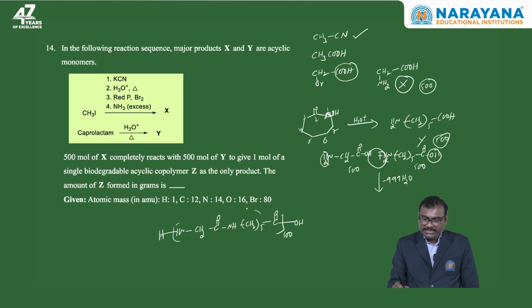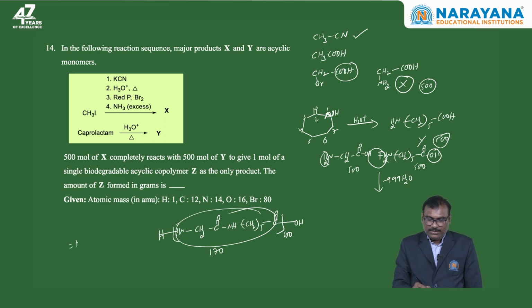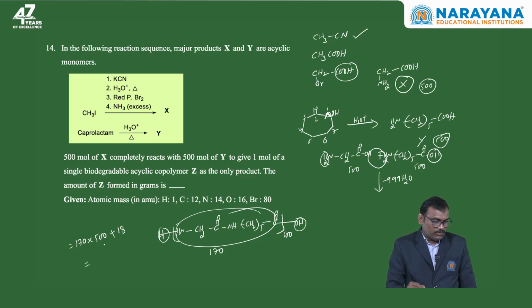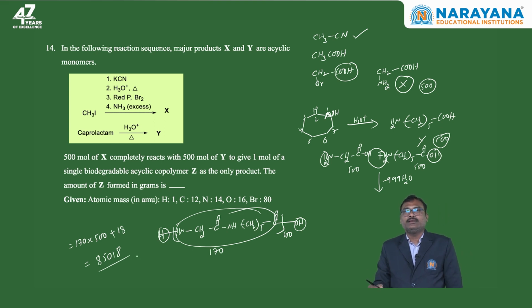Simply, for this one unit the molecular weight is 170. So the total for 1 mole of the compound formed is 170 into 500 units, plus at the end one H and one OH were not lost. That's why I am adding an extra 18 to the molecular weight. After doing so, you will get 85,018 as the molecular weight. This is the simplest way to get the answer.